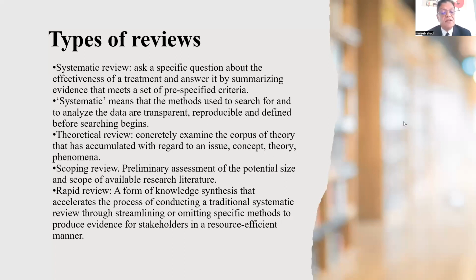Scoping review. I think it's becoming more popular. We wrote a scoping review as well, and I want to write more, because scoping gives you a kind of unique position where you can assess the potential size and scope of available research literature without having rigid rules and regulations as you would expect in meta-analysis and systematic review, okay? A rapid review is nothing but a kind of more relaxed systematic review, nothing else, for the sake of time, okay?